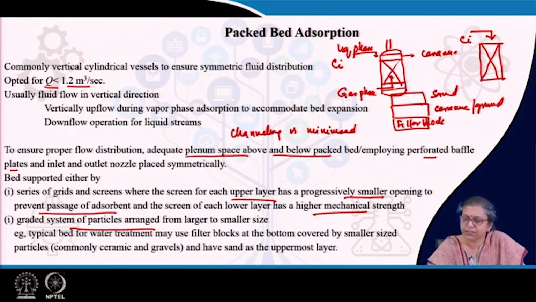Initially, when it comes in contact with the initial layer of the adsorbent bed, mass transfer occurs here, and after this the mass transfer occurs within a very short layer. Within this layer, the concentration drops from the initial concentration to the equilibrium concentration, which will be definitely very less, right.